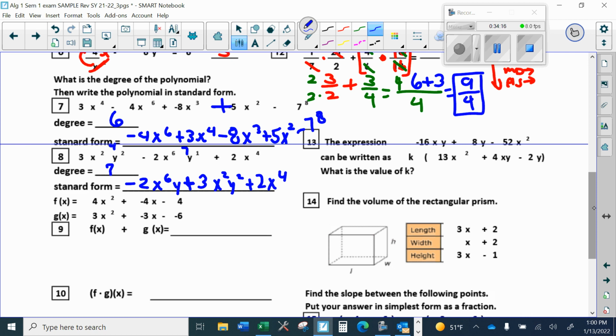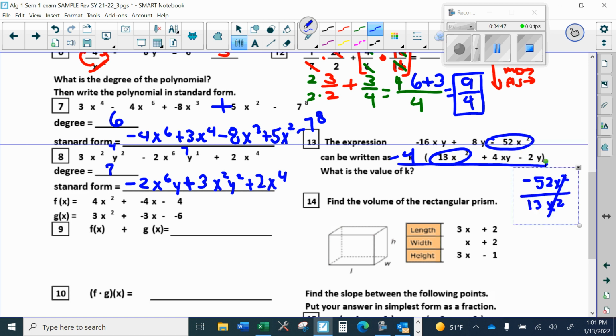All right, number 13. What this is really asking is, what's the GCF. So I look here, I see 13x squared. I find the x squared term up there, negative 52. So if I go negative 52 x squared divided by 13x squared, obviously the x squareds cancel out. Negative 52 divided by 13 is negative 4. So that's what they have taken out. Okay, they divided each term by negative 4.